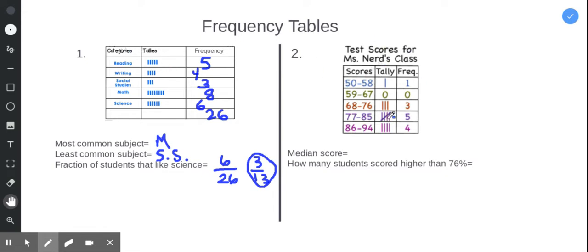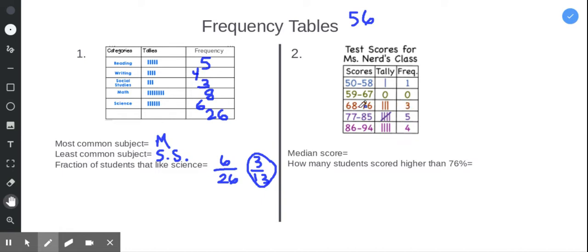Here, over here is example 2. In this case, they have a range of scores that you could fall in between. So, for example, if I had a score of a 56, that would fall in between 50 and 58, and that's that one. Scores were a 68, a 70, and a 72. Okay, it has to fall between those. That's how many people scored between those percentages. 5 people scored between a 77 and an 85%, and 4 people scored between an 86 and a 94.